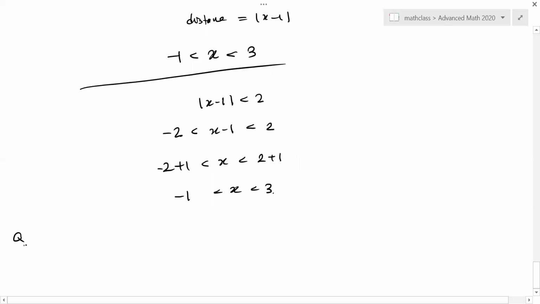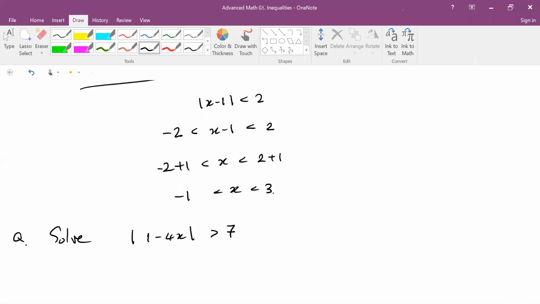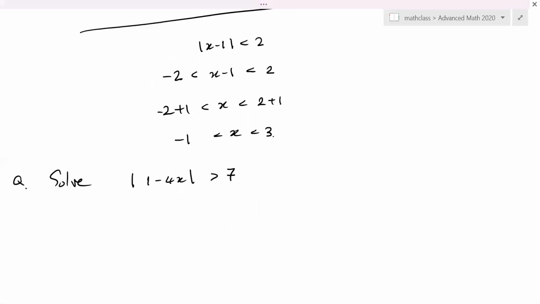All right, so I'm going to ask you to do the following problem. Solve this inequality: |1 - 4x| greater than 7. Let's try.